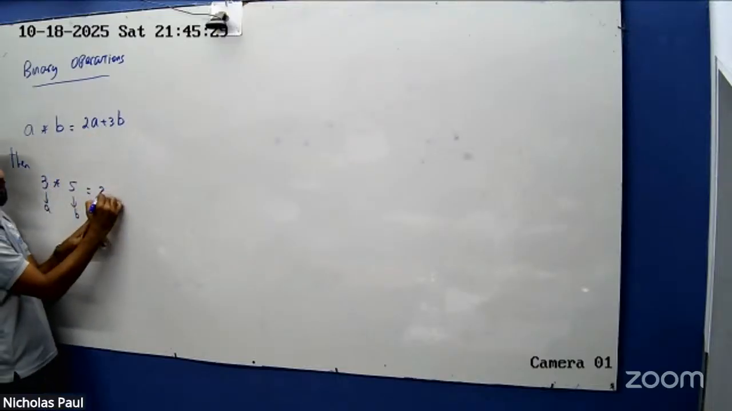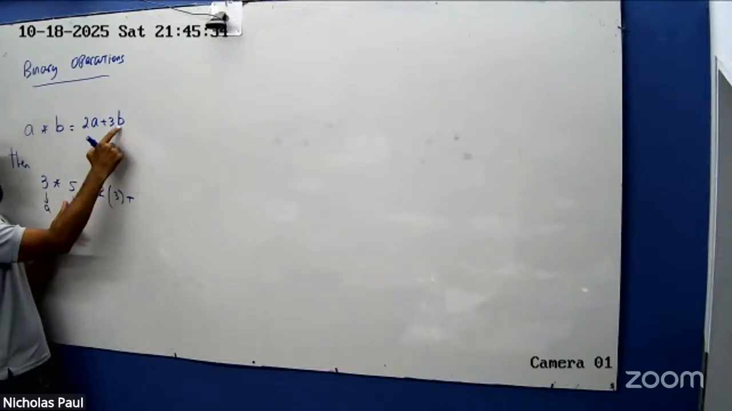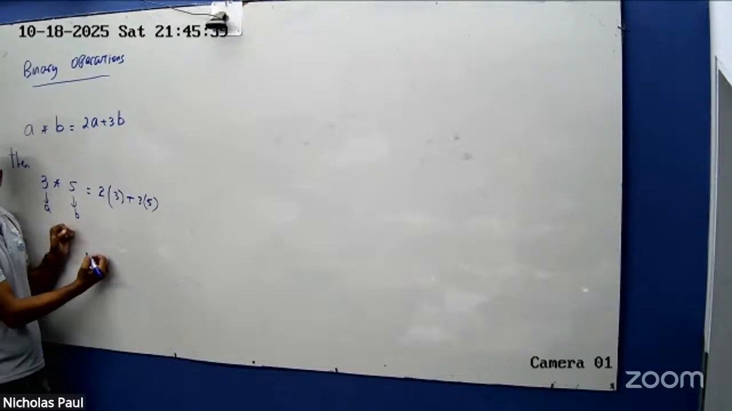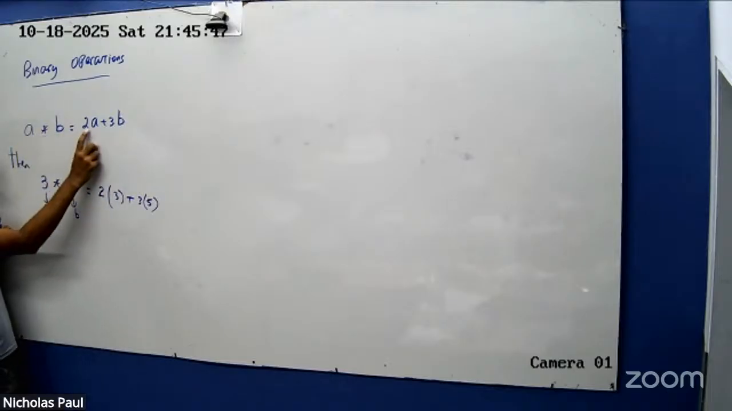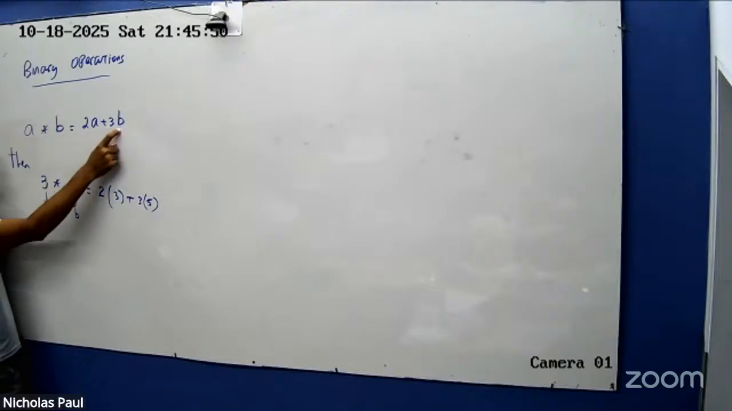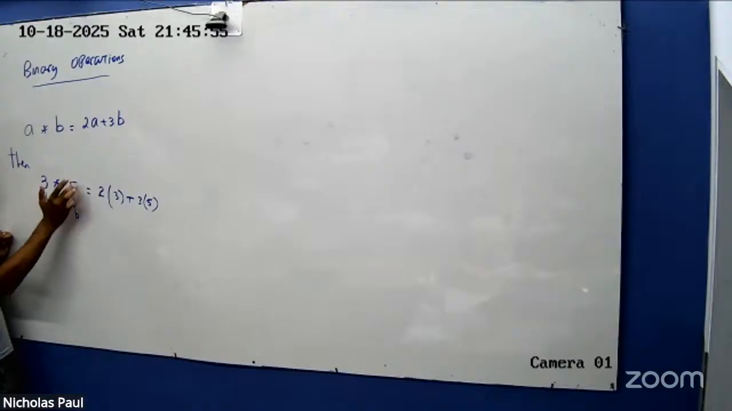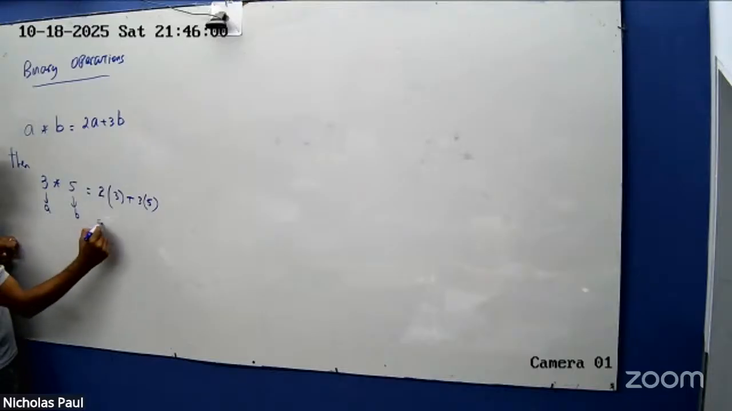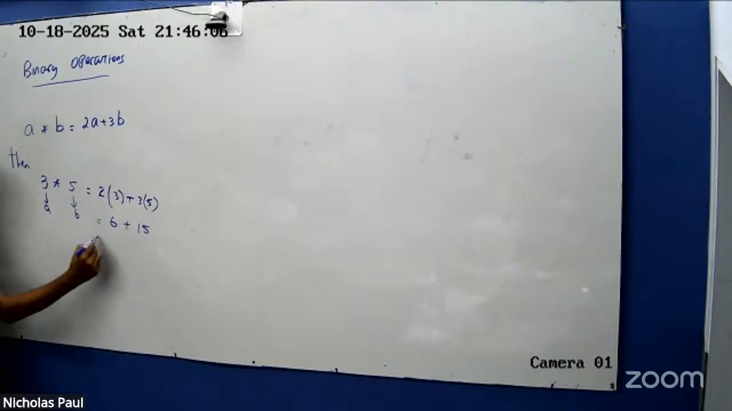Well, we multiply A by 2. A is 3. And we multiply B by 3, which is 5. So a binary operation is this. Every time you see A, you multiply by 2. Every time you see B, you add 3. That's okay? So if I said 3 star 5, simply put 3 in here and put 5 in here, and we'll end up with 2 by 3 is 6, 3 by 5 is 15, which is 21.